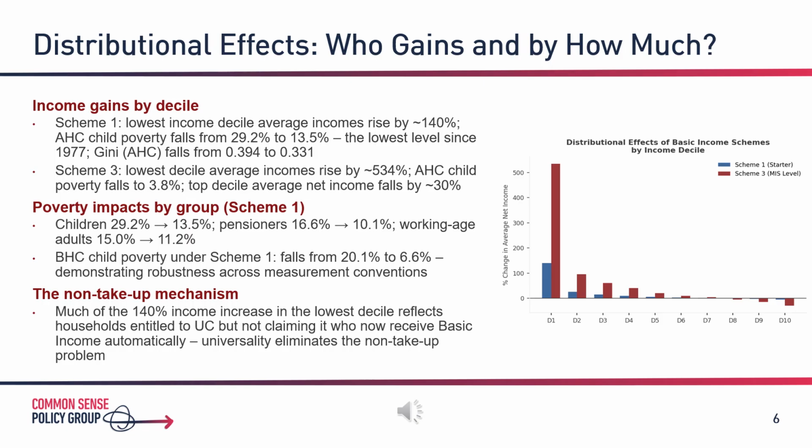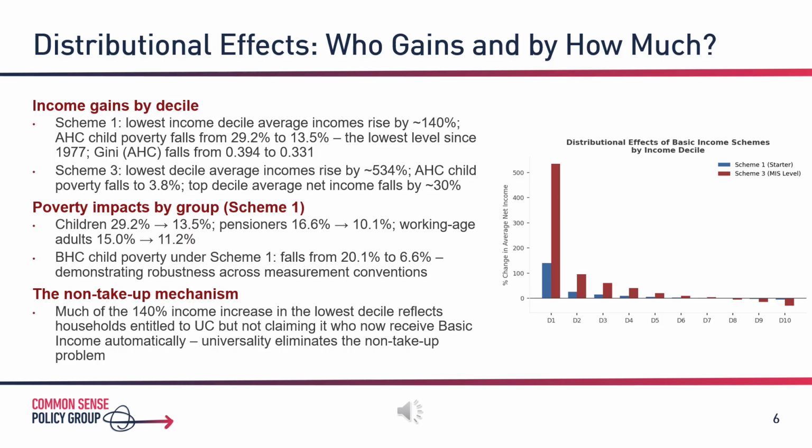Under Scheme 3, the numbers are more dramatic. Average incomes in the lowest decile rise by 534%, more than 6 times, and AHC child poverty falls to 3.8%. The top income decile's average net income falls by around 30% due to the very high income tax rate. These are not prescriptive numbers. They demonstrate the range of what is achievable at different levels of generosity and tax ambition.